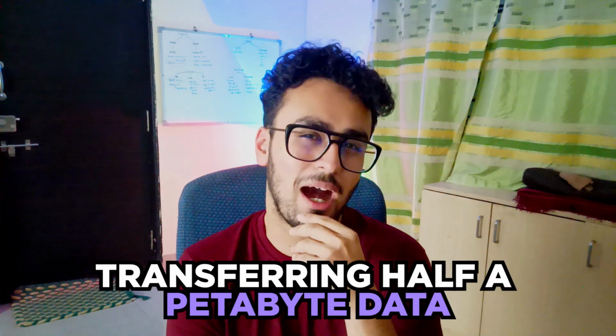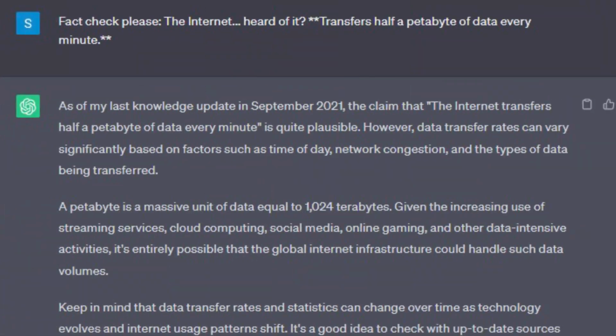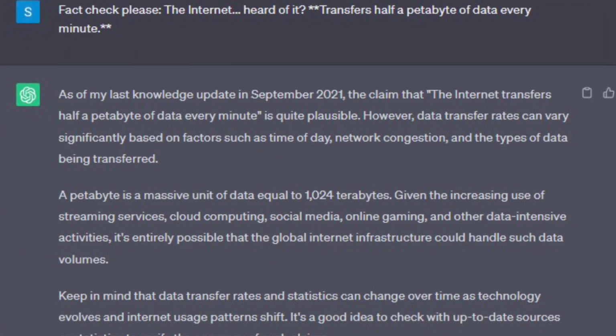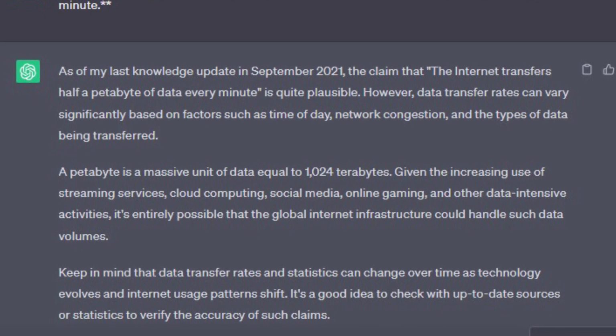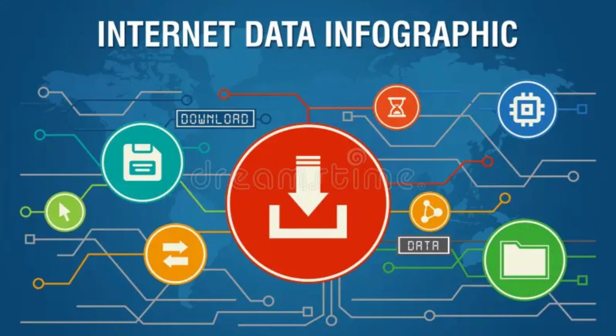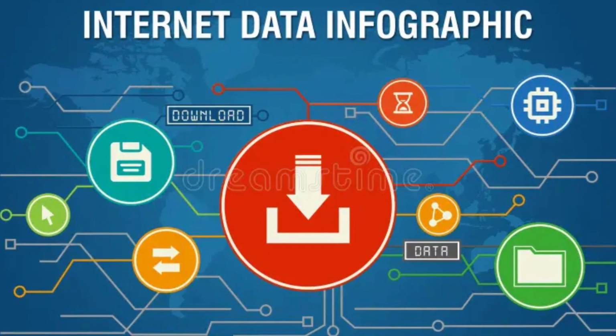Okay, so transferring half a petabyte of data every minute, is this legit? Fact check. It is. Yeah, it could be. I even asked ChatGPT to tell me about this, and it does give an approximation that it is possible. It is very possible with the power of cloud computing that we have, multiple devices all around the world connected to the internet. Half a petabyte is 1024 terabytes, and 1 terabyte is 1000 gigabytes. So just imagine how much data flows through the internet every minute.